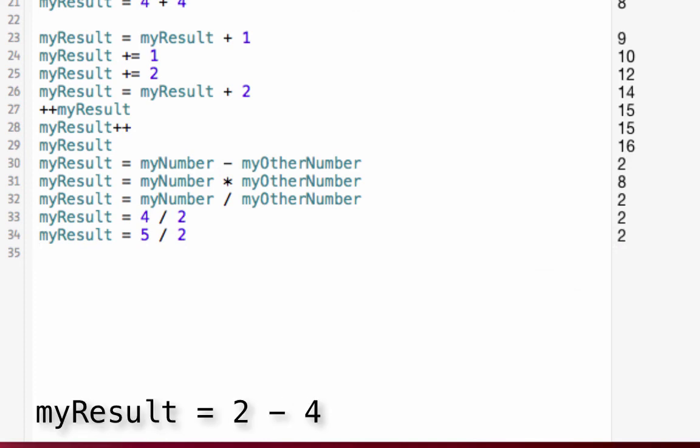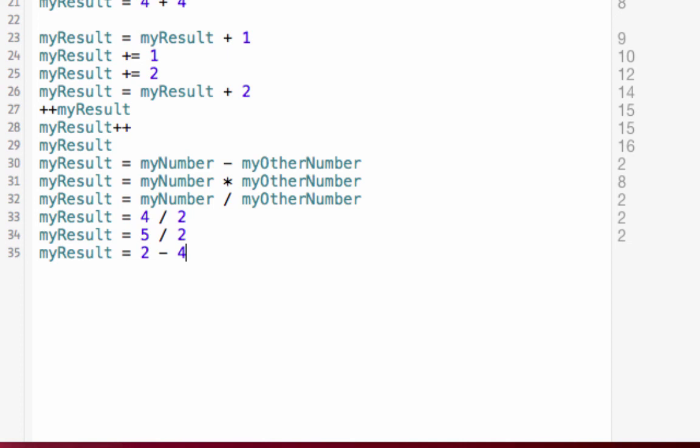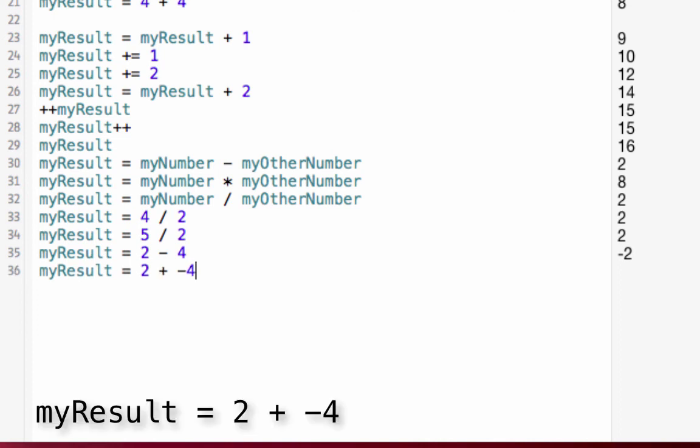So far, I've kept the examples whole numbers. Try this: myResult = 2 - 4. We get a negative number for a result. We can use negative numbers in calculations as well. This subtraction is the same as myResult = 2 + -4.